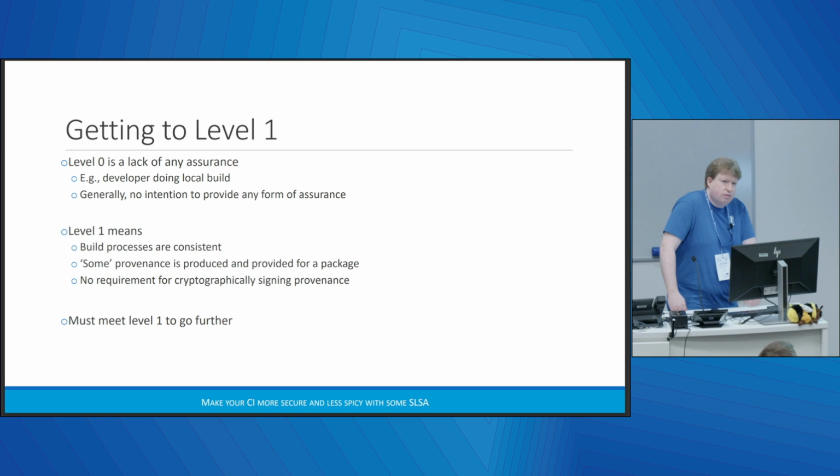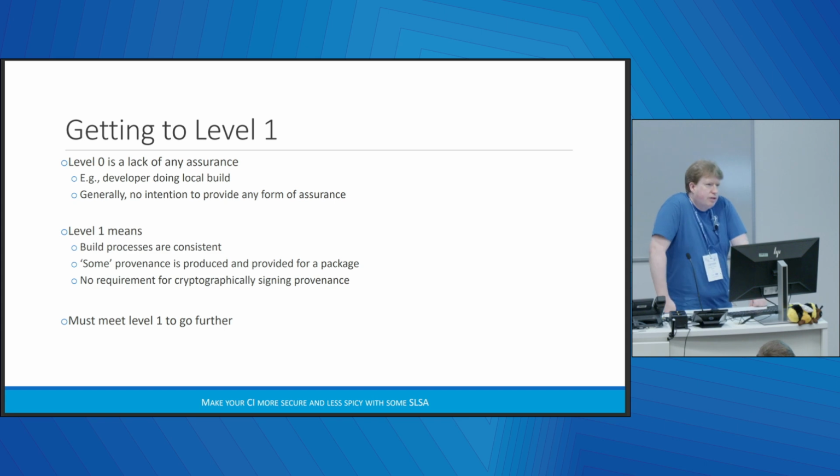Right, so level 0 of SLSA is just a complete lack of any assurance. It's basically the idea of a developer doing a local build on their own machine. There's no assurance. There's not really intended to be an assurance. It's like, I'm just doing my thing. Why do you expect there to be security yet?